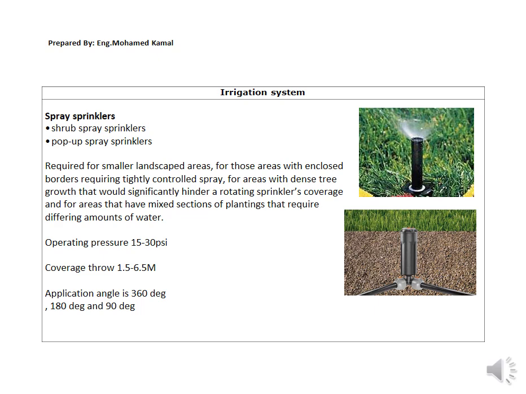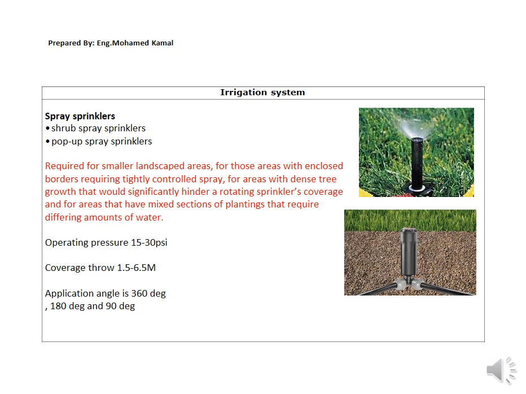Where to use the spray sprinkler? It is required for smaller landscape areas, for those areas with enclosed borders requiring tightly controlled spray, for areas with dense tree growth that would significantly hinder a rotating sprinkler's coverage, and for areas that have mixed sections of planting that require different amounts of water.